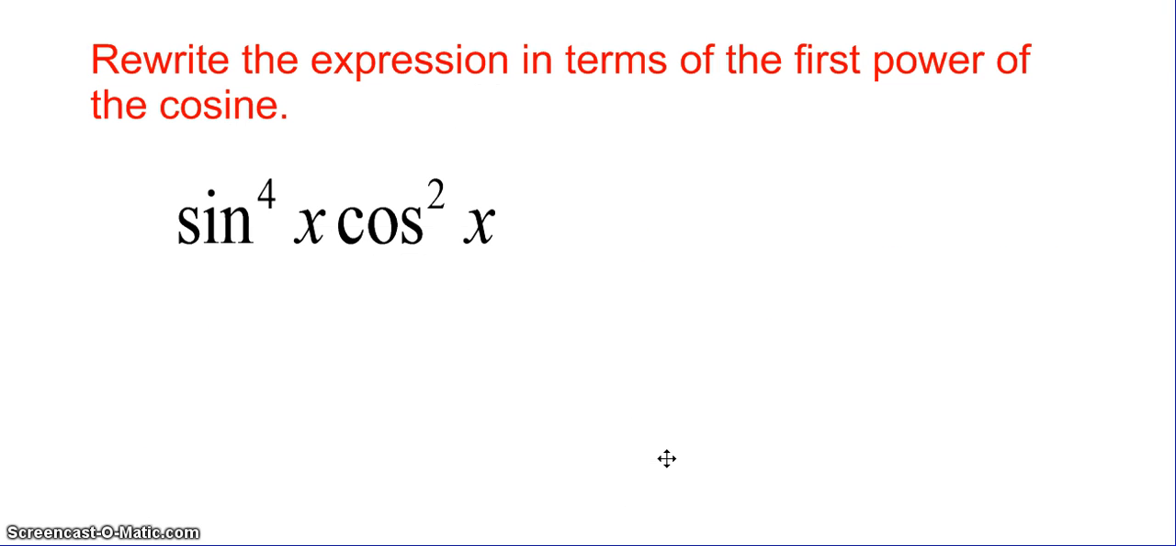Alright, so now let's look at an example of the power reducing formula. So I want you to try and rewrite the expression sine to the fourth power of x times cosine squared of x in terms of the first power of cosine. I want you to pause the video and unpause when you're ready to check your work. I will warn you, this is going to be a little bit of work. This isn't just a two-step problem. So you're going to continue to use the power reducing formulas until everything is into the first power of cosine. So pause, unpause when you're ready to check.